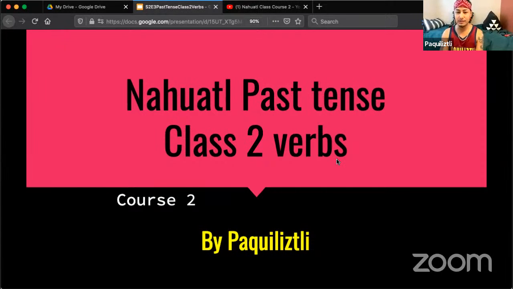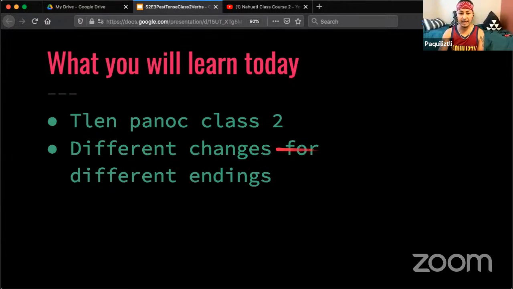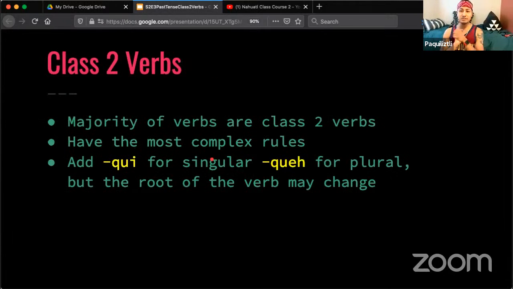Okay, so we're going to be covering the past tense, which is the preterite, in class 2 verbs. It's called tlen panok. You'll notice that this one is going to have different changes depending on which verb you form the past tense with. Class 2 is the most complex one out of the past tenses in Nahuatl, and that's why I covered it last. You'll see that it's still very familiar, but what changes here is that different endings in the verb change how you're going to create the past tense.